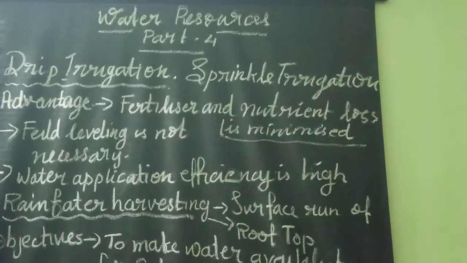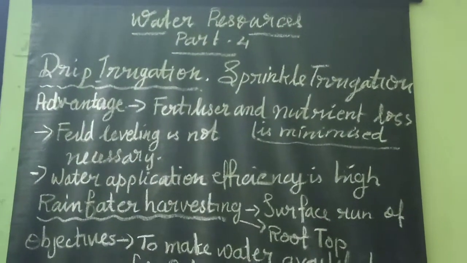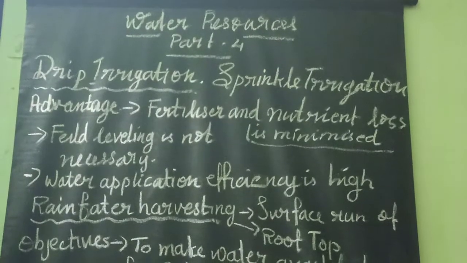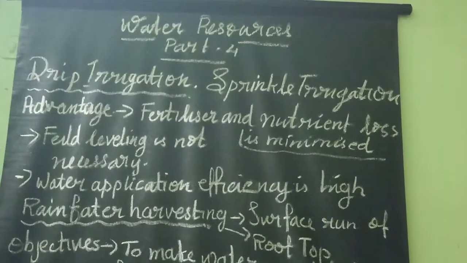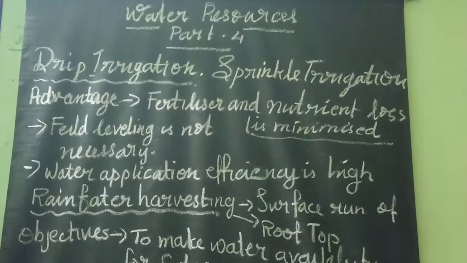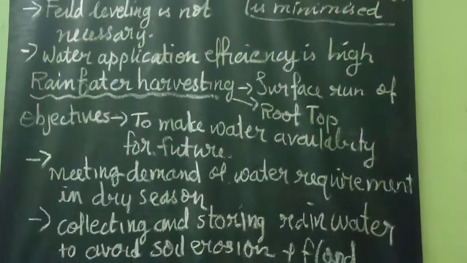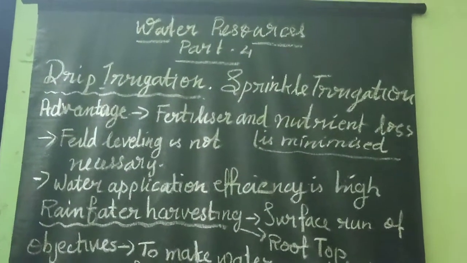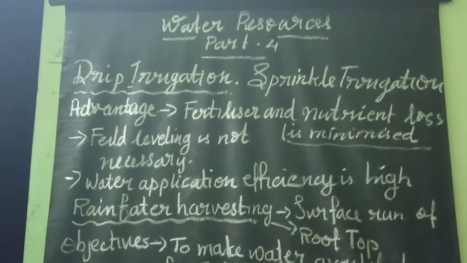Last class we completed tank irrigation. Now we are going to tell about modern methods of irrigation. Mainly two types are there: one is drip irrigation and another is sprinkler irrigation. Two types of modern method of irrigation, drip irrigation and sprinkler irrigation.